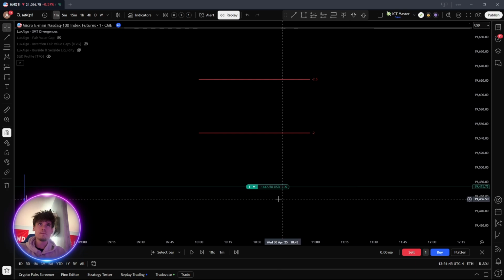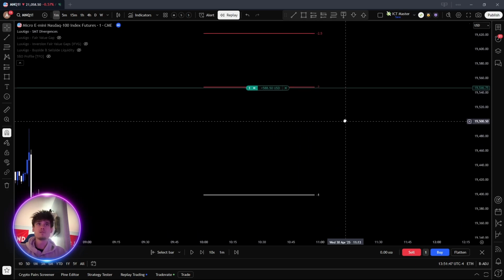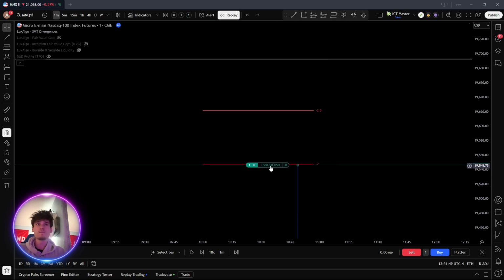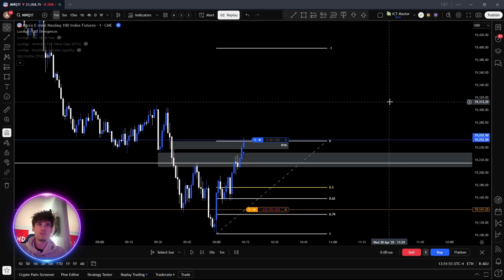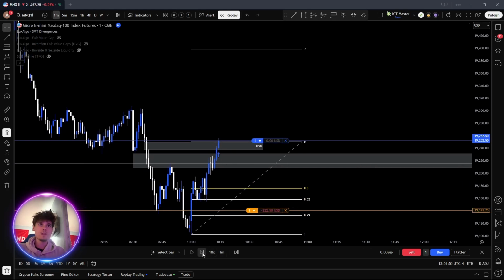and we're going to target -2, which I think is very reasonable. You can even target up here, but for this example, we're going for a -2. Let's see how this works out. We have a little retest, very nice.